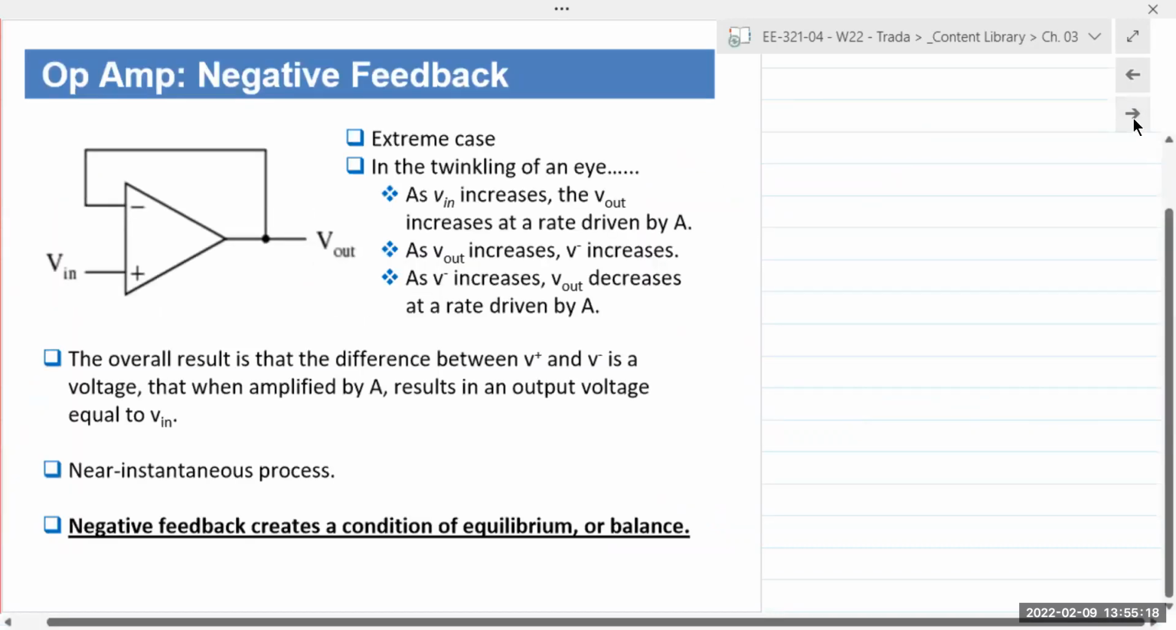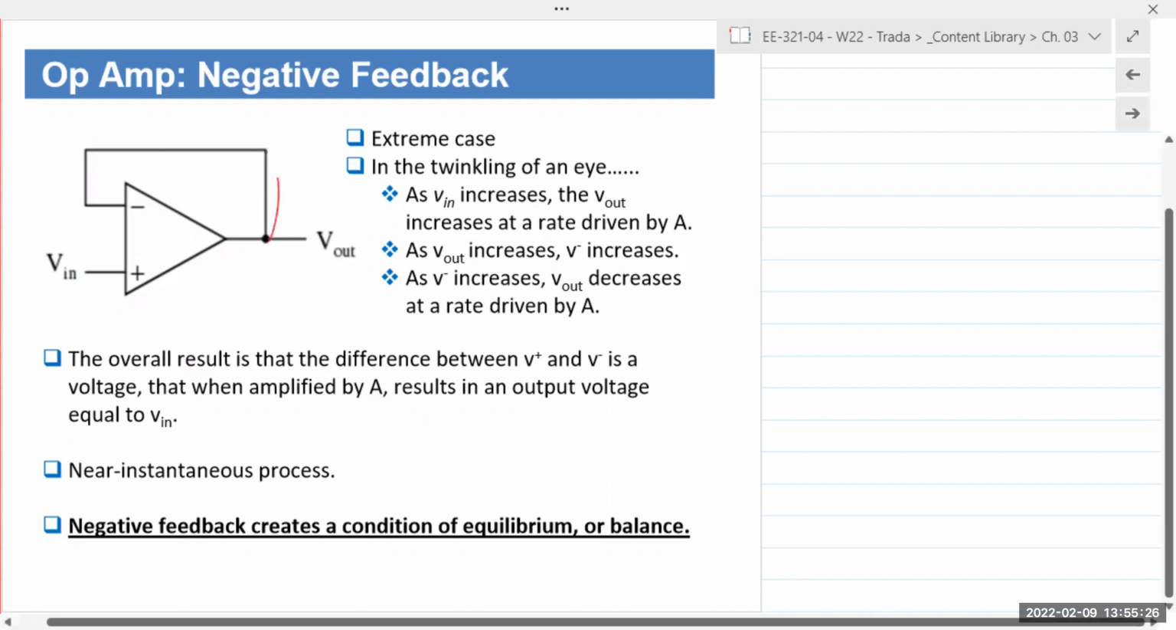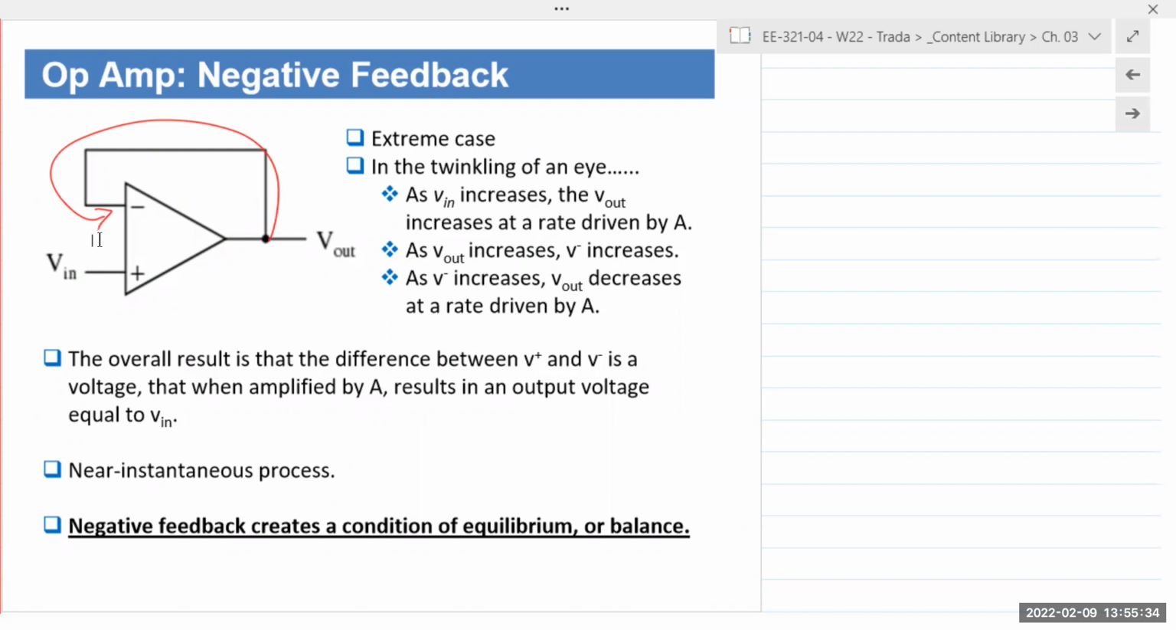So here's an extreme example of negative feedback. You simply take the output and tie it back to the inverting terminal. Near instantaneous operation of the circuit. I mean, the explanation takes a while. The analysis takes even longer. So you can do an in-depth analysis, but just to explain in a few brief steps.